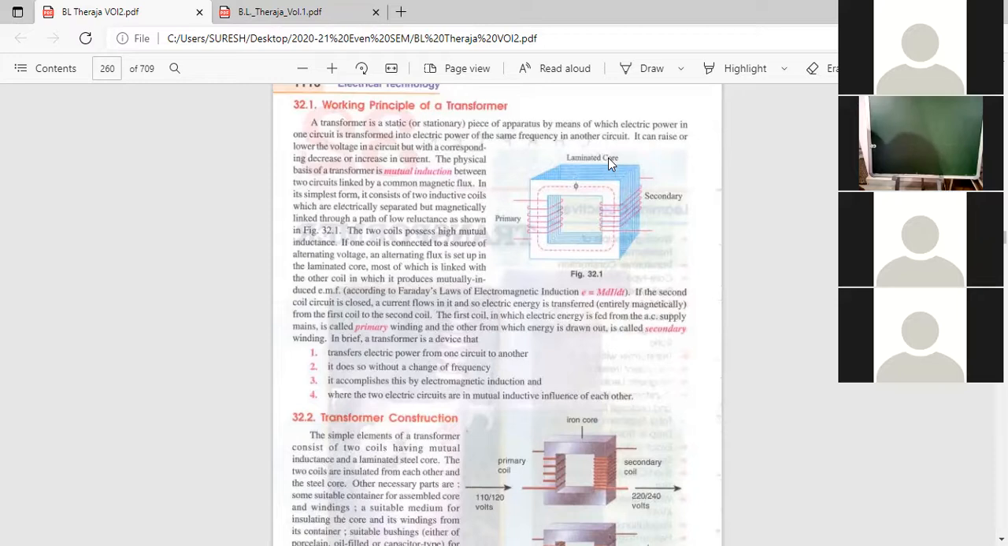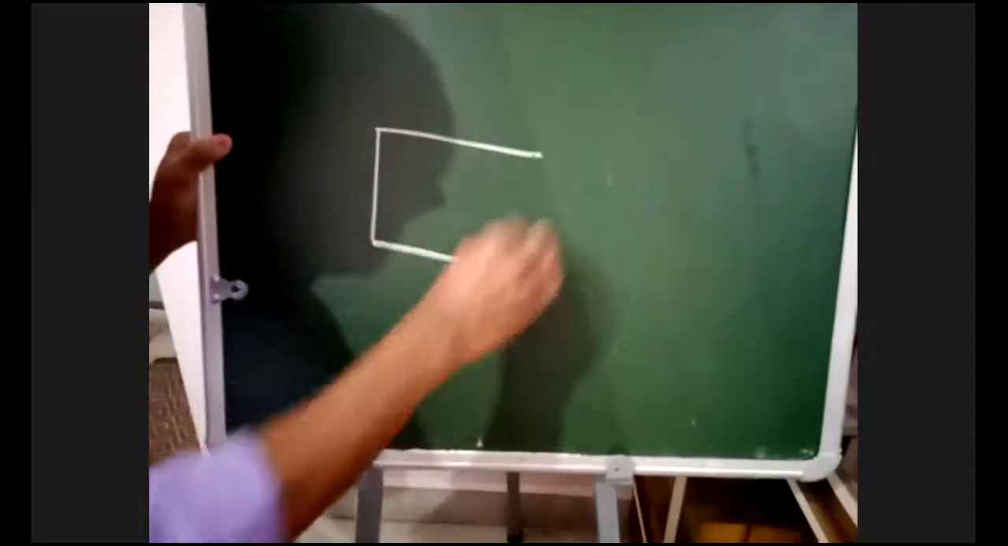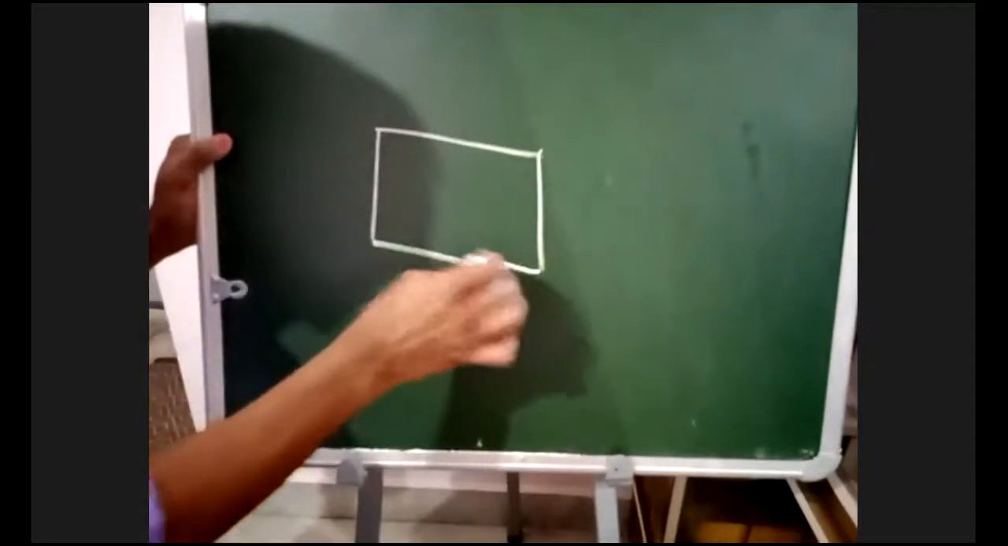Now I will tell the construction of the core. How the core, the iron piece, is designed. See here on the board. I am taking a rectangular sheet. I am taking one iron piece and cutting that iron piece in the shape of a rectangle.